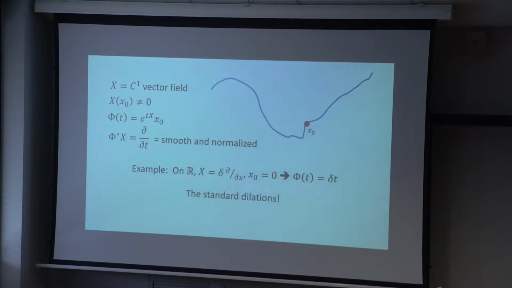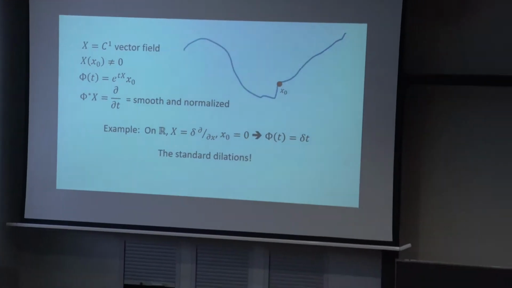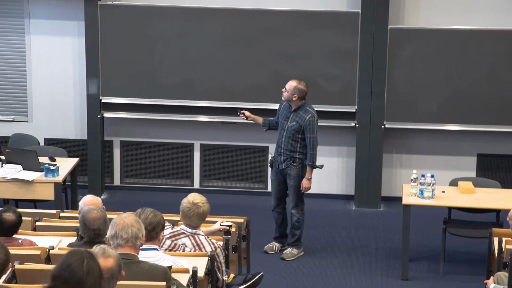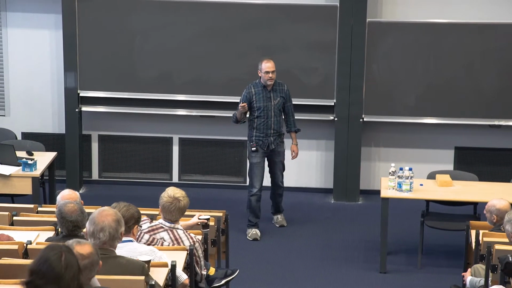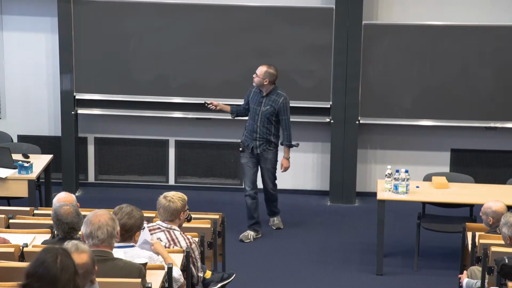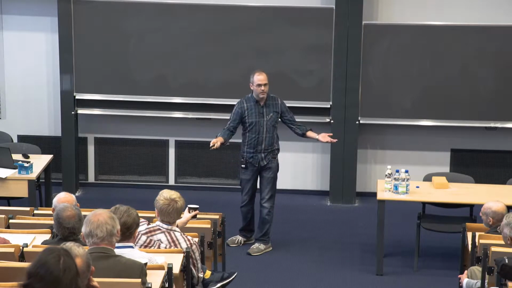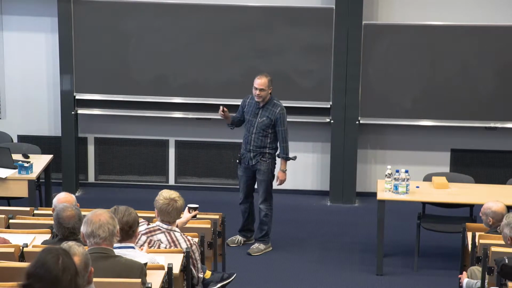Okay, let's talk about a special case of what we just did up here. I'm going to take my manifold to be just the real line. I'm going to consider the vector field X to be delta times d by dx. My point x naught is just going to be the origin. And if you unravel all of this, this map phi of t is just going to be the usual Euclidean dilation map. And of course, if we pull back delta d by dx by this map phi of t, you just get d by dt, as we saw right here.